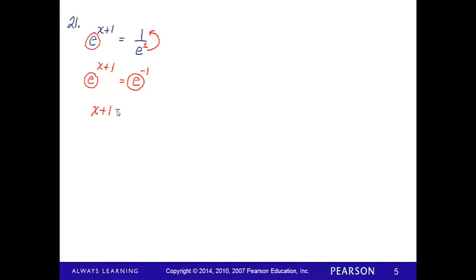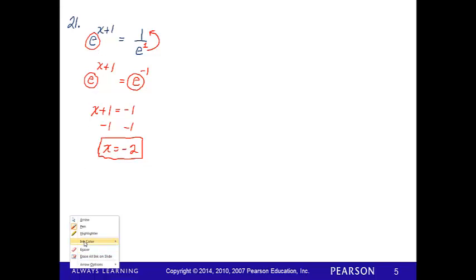x plus 1 equals negative 1. Subtract 1 on both sides, and you get x equals negative 2. And of course you can plug it back in and check, and you'll see that it works. Alright, let's keep going.